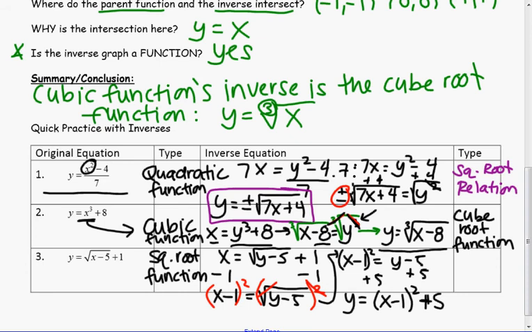Now, remember, when we see an x squared as our highest power of x, that means we have a quadratic function.